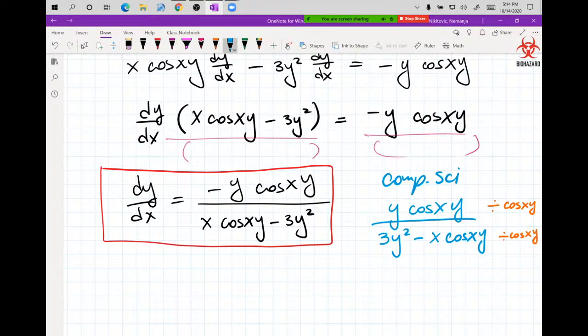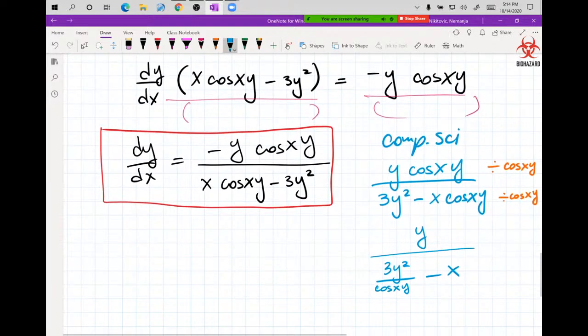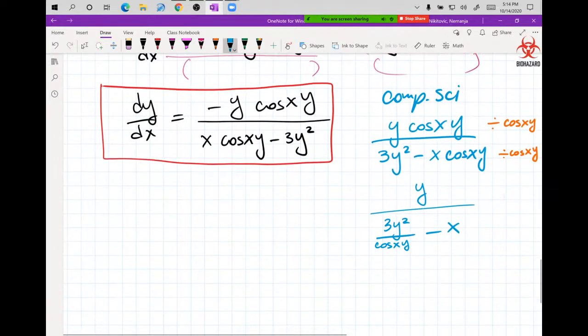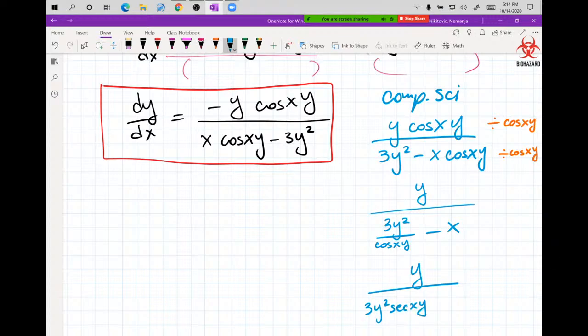So now look at your numerator. It's just y, because the denominators cancel, right? Over here, you are going to get 3y squared over cosine xy minus x. Now you would say, well, I just added this division and blah, blah, blah. But you can write cosine as a secant on top. So y, and you have your 3y squared secant xy minus x. This has a lot less calculations than that.